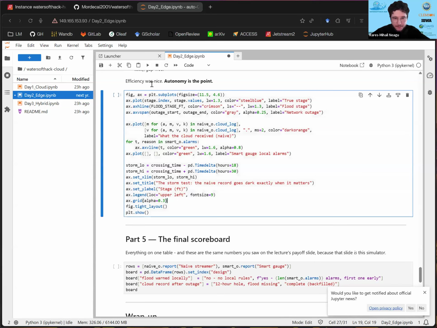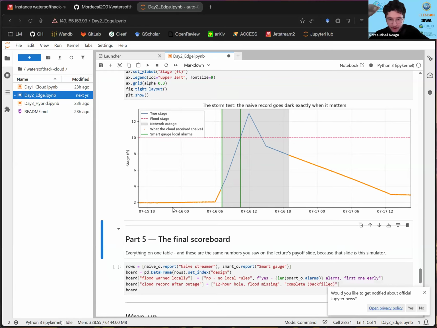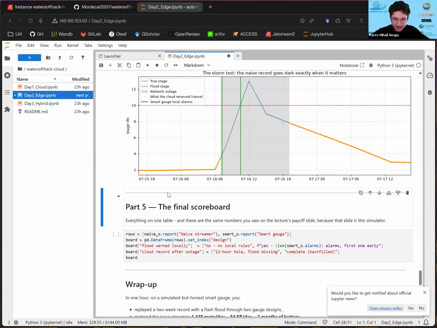Now here let's plot it as well. See? So this is again the same storm, but it's when the smart gauge alarms fired. So it fired close to the outage, which is not that good still, because in reality we still wouldn't have made it. But tomorrow we're going to have a system of gauges, and if that's the case, we can have it much earlier than just one.